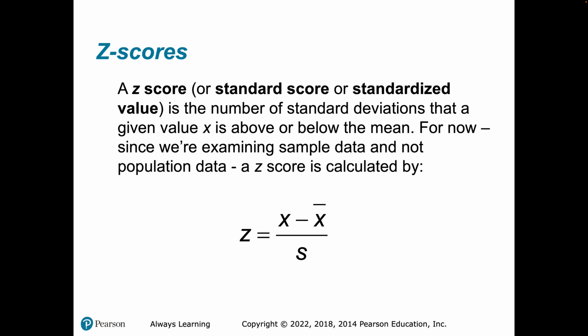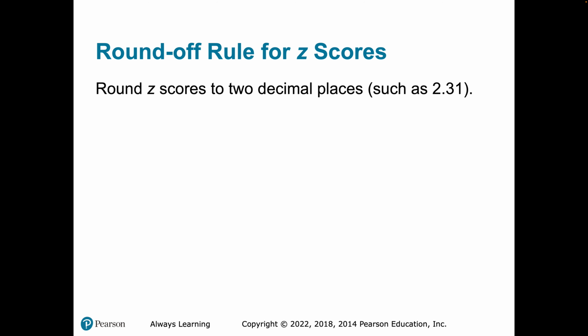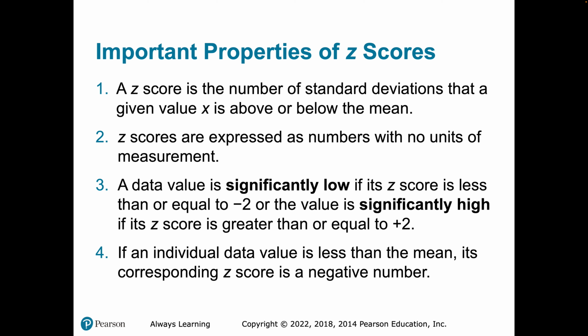Again, we're going to change this to population data once we get into lesson 3, but let's crawl before we run, okay? Rounding rule for z-scores: always round to 2 places. So if you have 0.81, it would be 0.81. If you have negative 1.27, you have negative 1.27.